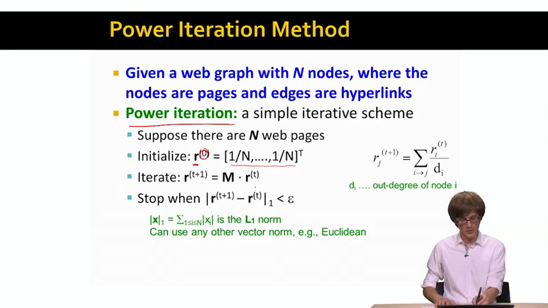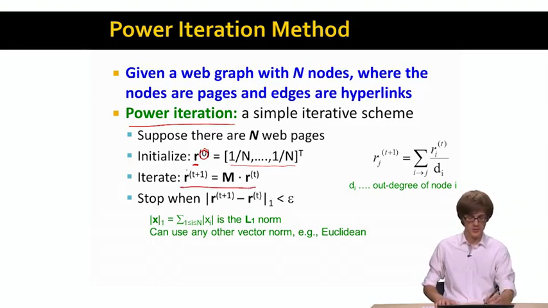So now all we do is we iterate our recursive equation. We say that the value of r at time t plus 1 is the matrix M, the stochastic adjacency matrix, times our previous vector r_t. And we keep iterating this. Basically all we are doing is iterating r equals M times r, and we keep iterating until r stops changing. This means we keep iterating until the coordinate-wise sum of the differences between r at the current time step and r at the previous time step is less than epsilon, right?